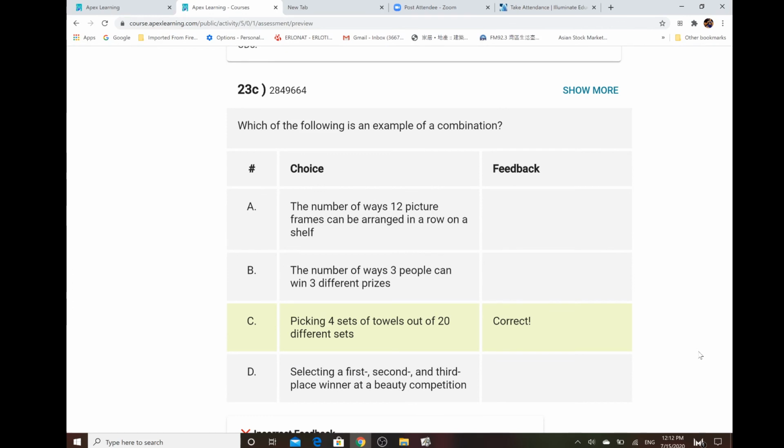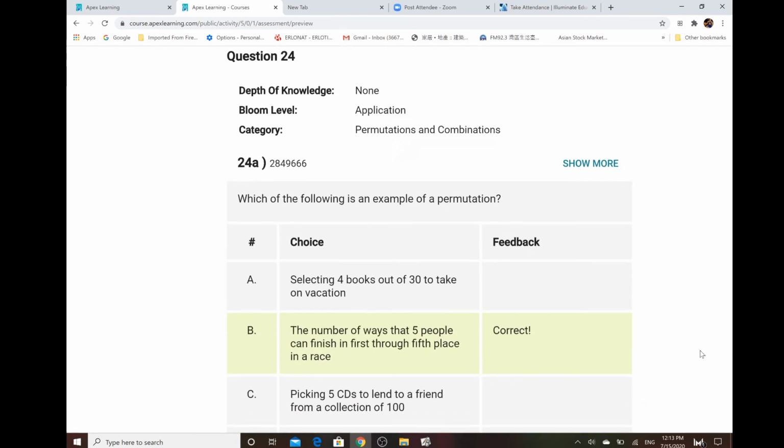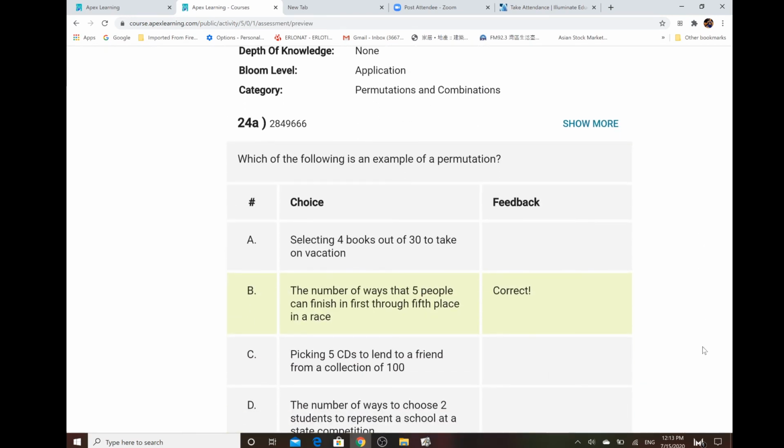And then picking 4 sets of towels out of 20 different sets. Again, picking things randomly. Order does not matter. And which one of the examples is considered permutation? The number of ways that 5 people can finish first through 5th place in a race. So this one, order does matter. So that would be considered permutation.